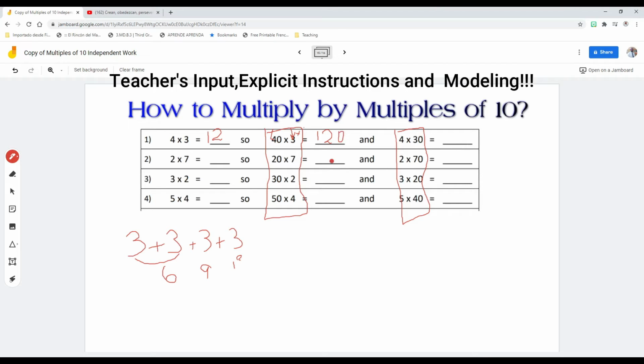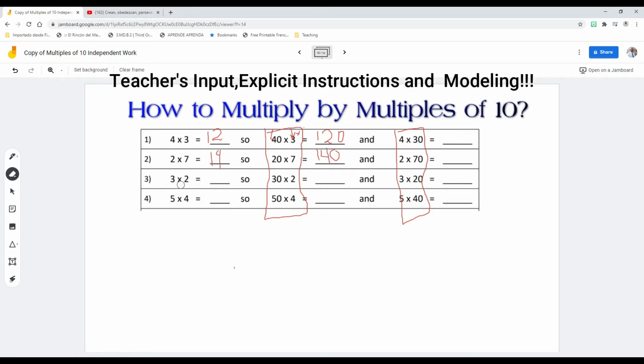The same process will happen with 2 times 7. 1 times 7, 2 times 7. If you add 7 plus 7, it's equal to 14. So 2 times 7 is 14. Same process: the 2 here has a 0 added to it to become a multiple of 10. So we multiply 2 times 7, which is 14. Now what's next? Just add 0 to it, and that becomes 140.